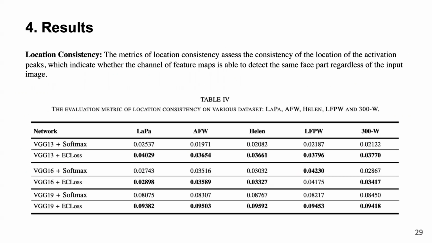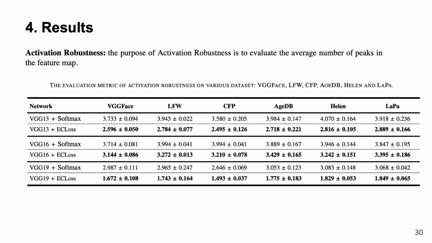Location consistency indicates whether the channel of the feature maps is able to detect the same face part regardless of the input image. Our method also performed better than the original method. The purpose of the activation robustness is to evaluate the average number of peaks in the feature maps. It shows our method can effectively reduce the number of activation peaks on the feature maps.